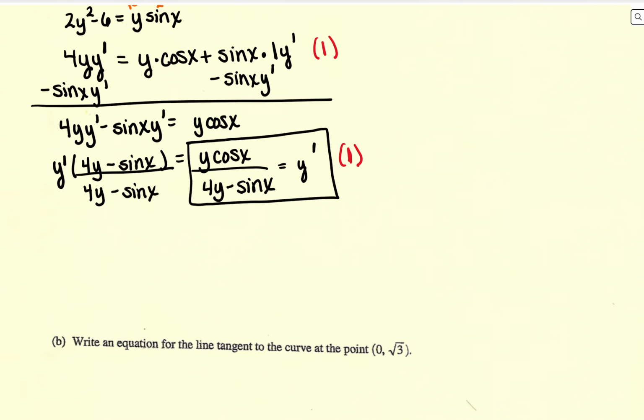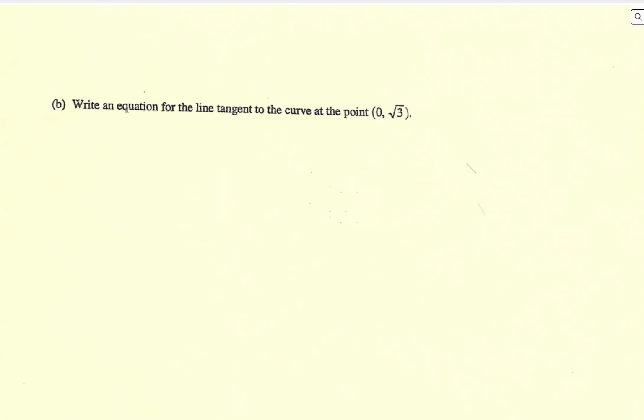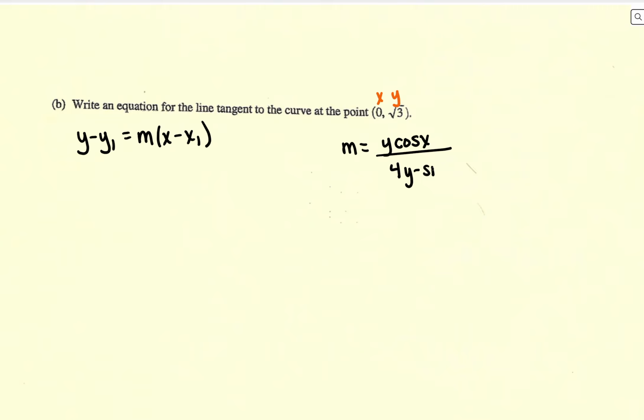All right, the second question of this question, B part, says write the equation of a tangent line. So we know if we're going to write the equation of a tangent line, we need to use our y minus y sub 1 equals m times x minus x sub 1 formula. We have the x and the y right there. That's what we're going to plug in for x, what we're going to plug in for y. But we need our slope. And to get slope, remember that's the derivative. And they told us the derivative, and we just confirmed it, was y cosine x over 4y minus sine x.